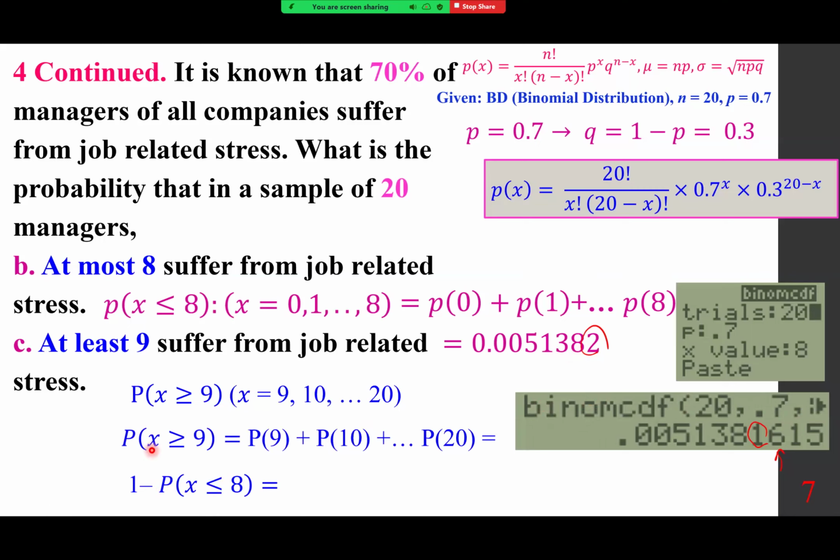Be very careful. Probability of X larger than or equal to 9 is the same as 1 minus probability of X less than or equal to 8. This is the complementary event. So 1 minus this number. And I truncated at this number. Again, please pay attention to the rounding. If there is no rounding, you have to go with all those digits. So 0.99486.